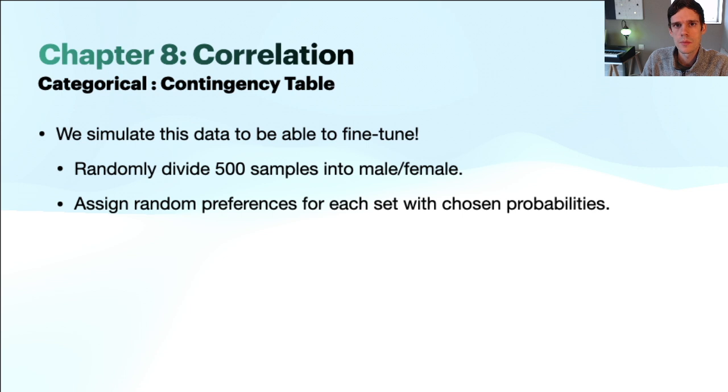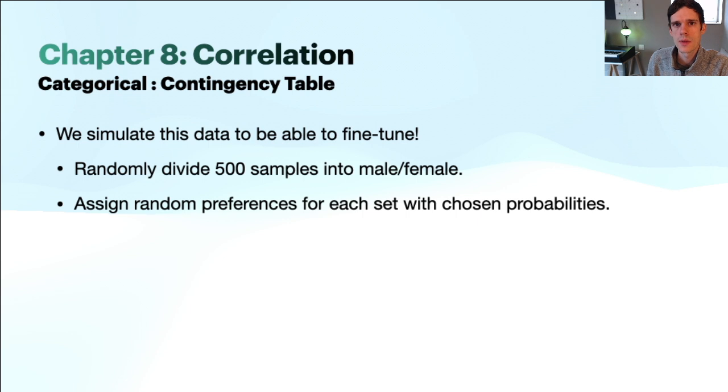Now, in the second step, for each of these two categories, we set a probability of preference of cats versus dogs. If we put these probabilities equal to each other, then there is no correlation between pet preference and gender. However, if we do put them differently, then there is a correlation. And in this way, we can fine-tune our dataset to have a large correlation, a small correlation, or no correlation at all.